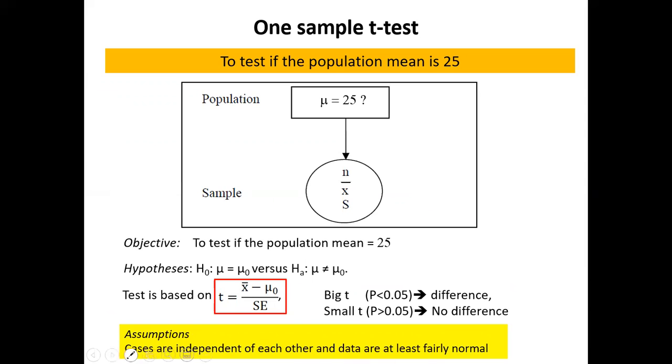Look at this. What's the assumption? This t-test, what's the assumption? Can somebody read this? Cases are independent of each other and data are at least fairly normal. The triglycerides are normal.